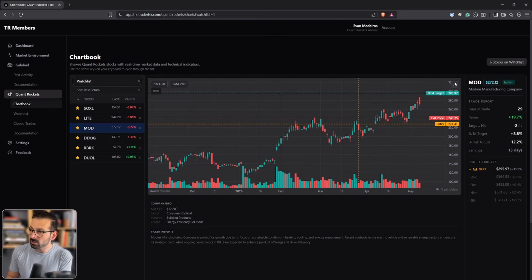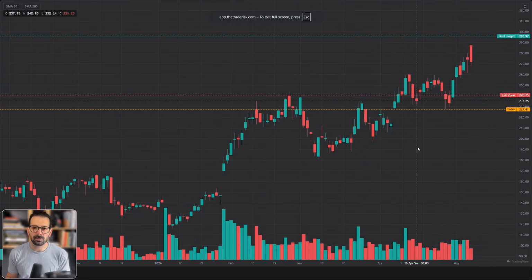I want to show you Modine first. So here's the way we structure every trade with our momentum swing trading model. When we enter a trade, we have a stop loss. We have an initial exit zone. Let's say it's $10 below our entry price. Then we say, okay, $10 is our R, our risk.